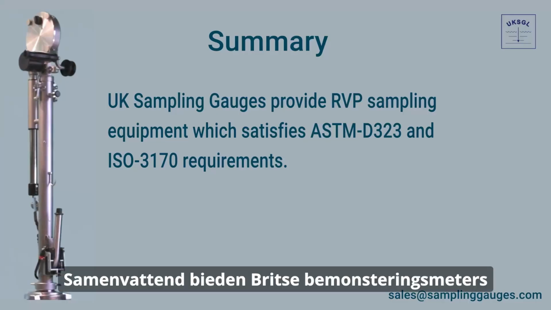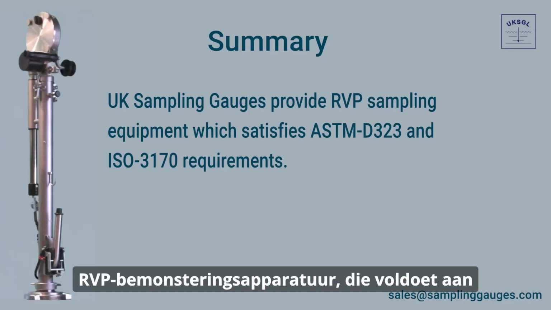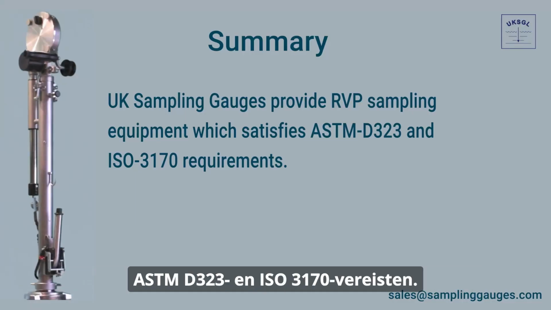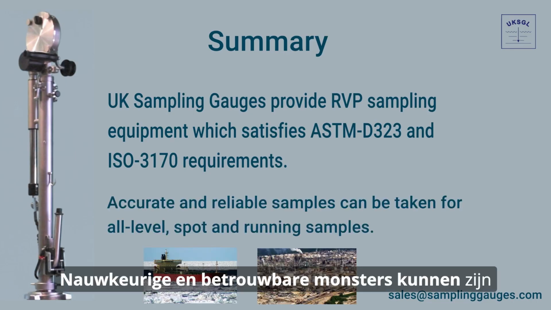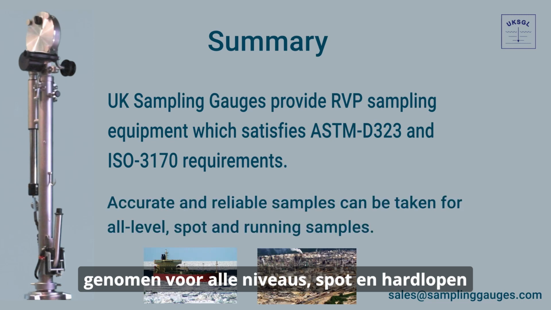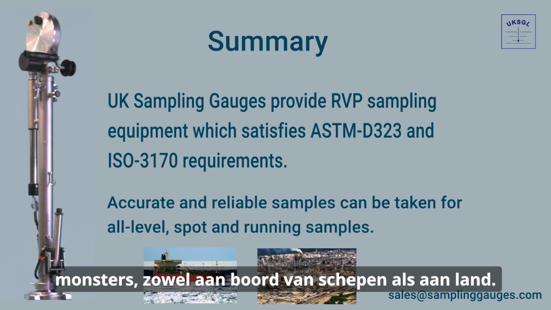To summarise, UK sampling gauges provide RVP sampling equipment which satisfies ASTM D323 and ISO 3170 requirements. Accurate and reliable samples can be taken for all level, spot and running samples, both on board ship and on shore.